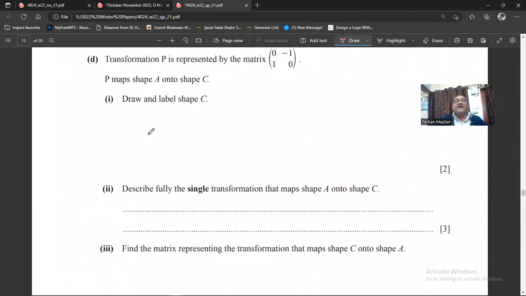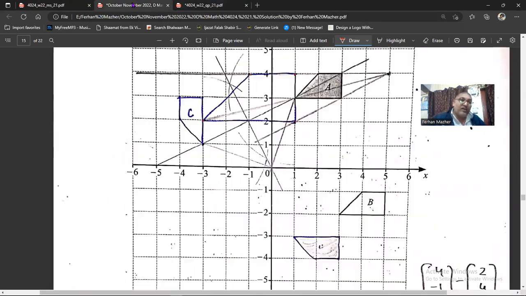Then he says the second part of D is describe fully the single transformation that maps A onto C. So if you look at this carefully, this shape was like this, and now it's like this. It was like this, and now it's like this. So it has rotated, it's purely a rotation. And how much rotation? It has rotated 90 degrees anti-clockwise. And what is the center of the rotation?